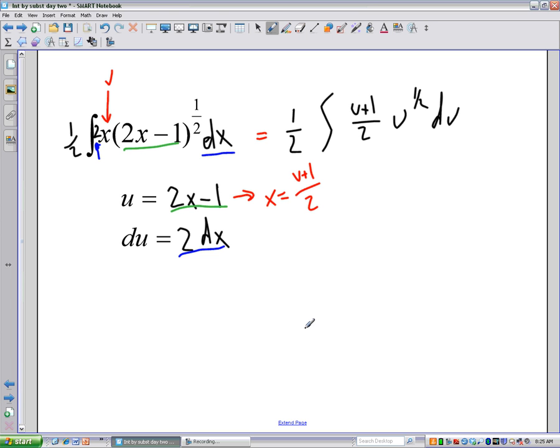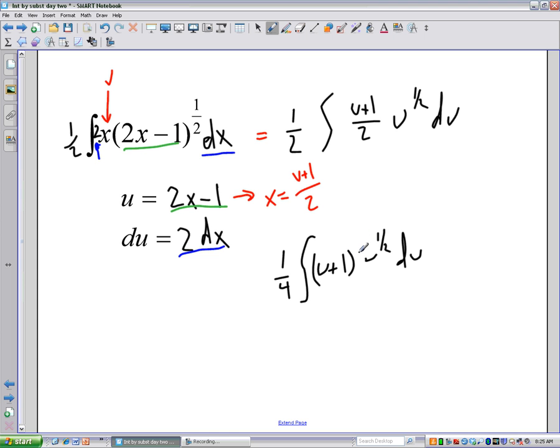Now right away you might be looking at that and going, well, gee, that was helpful, Mr. Take. That really doesn't look any nicer than what it was. But here's what we're able to do now. This 2 is just a constant, so I'm going to bring that out in the front. So I've got that times u plus 1 times u to the 1/2 du.